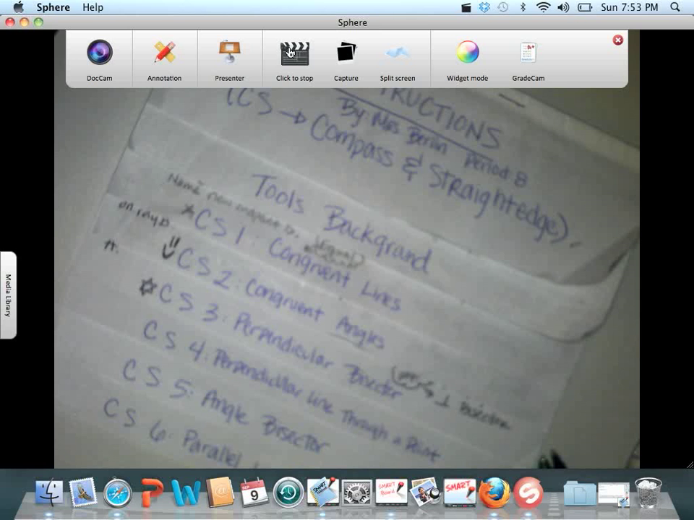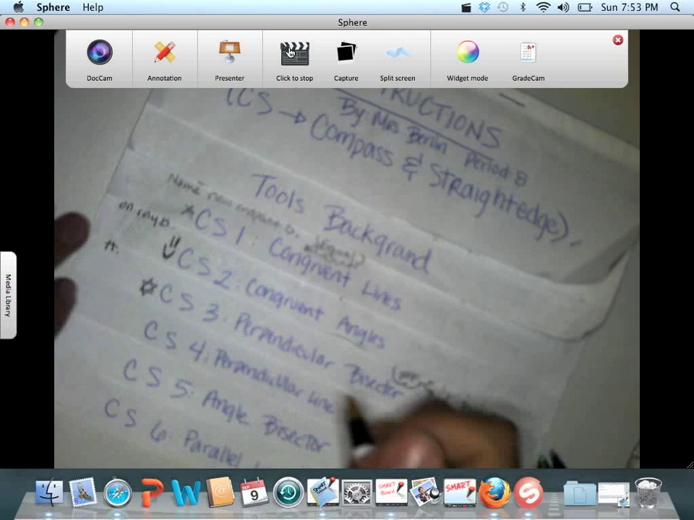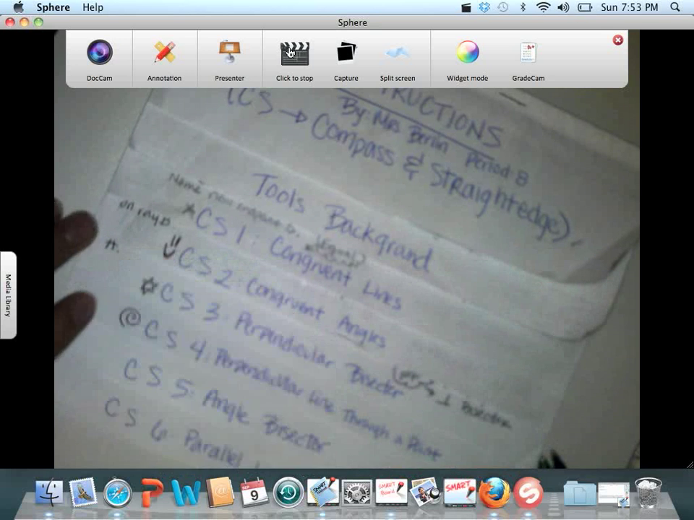Video number 4 of constructions. Today I'm doing CS4, which is all about creating perpendicular lines through a point. So we are doing this one right here.